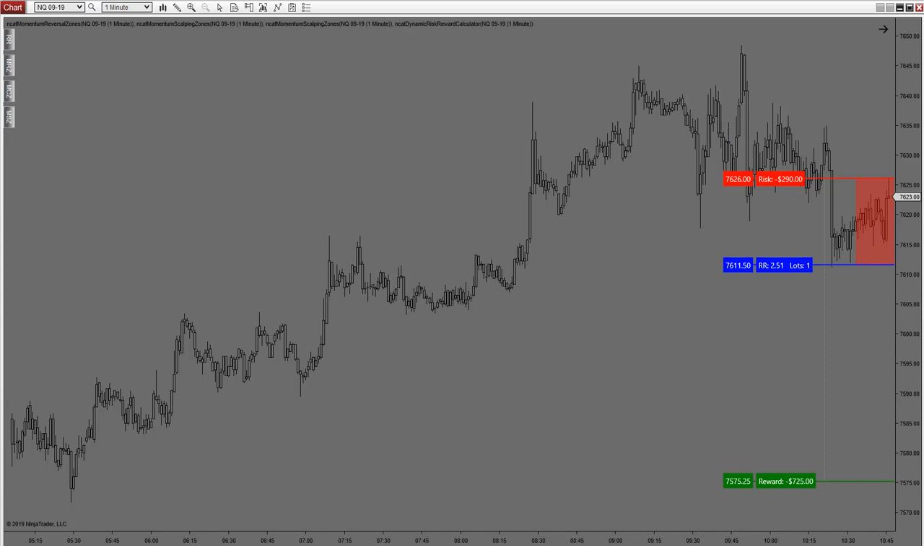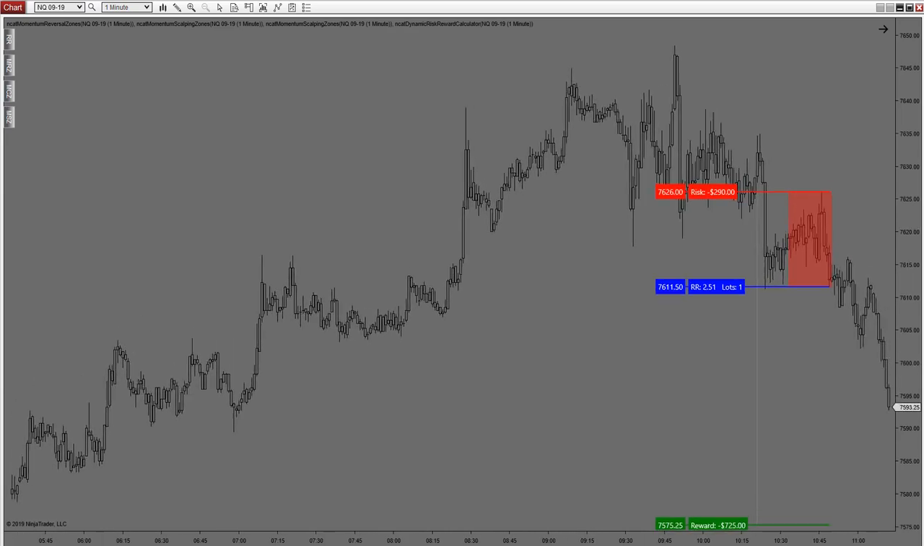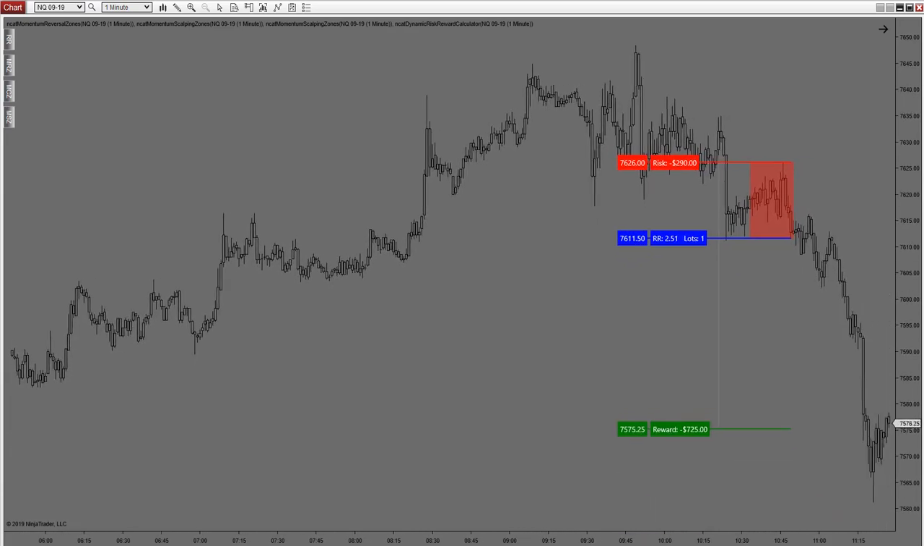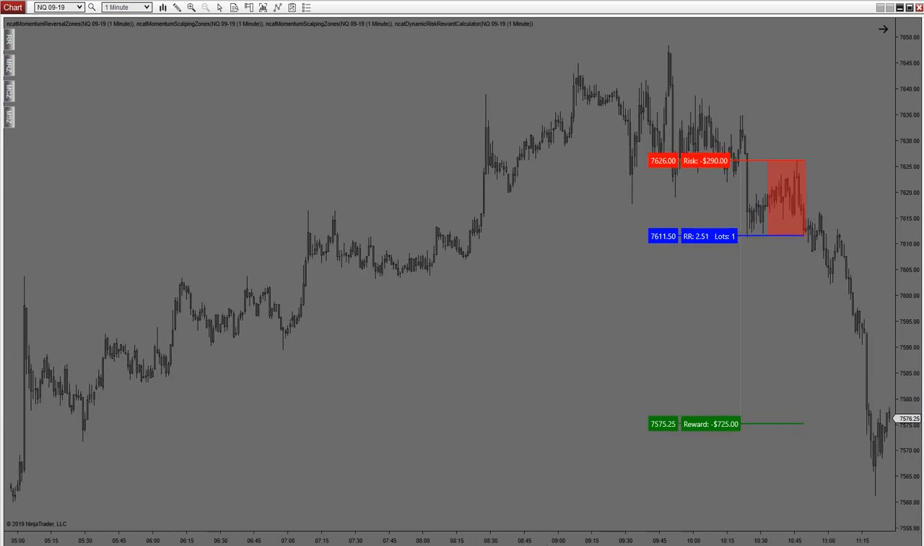Okay, so this setup would be a fantastic short opportunity. $290 risk on one trade, and a potential to make $727. So let's play the market here. And we got to our profit target right here. We cashed in the $725, and we see that we could have even had a bigger profit target.